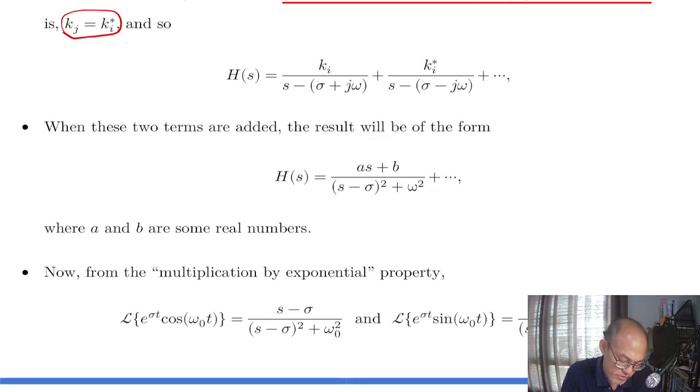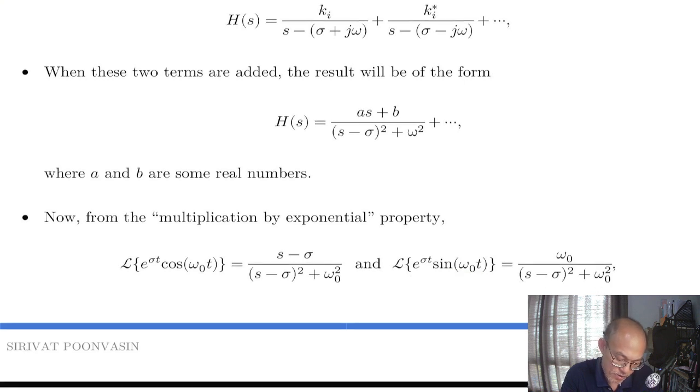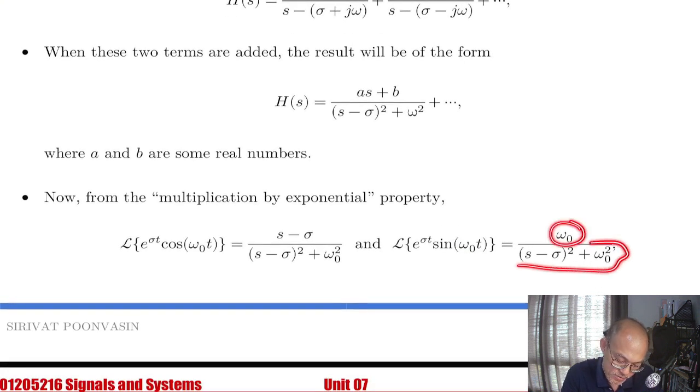Now the next step is to find the inverse Laplace transform of this. To do that, we look at the table. The closest ones would be the Laplace transform of e to the sigma t cosine omega 0 t, which is equal to (s minus sigma) over ((s minus sigma) squared plus omega 0 squared), and the Laplace transform of e to the sigma t sine omega 0 t, which is omega 0 divided by the same denominator.